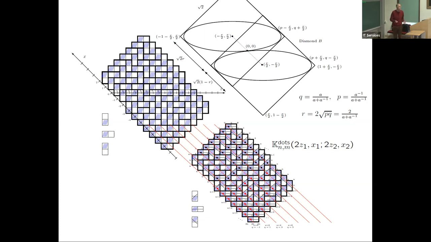So that's a new point process, which I will call K dots of 2z1. I mean, it's in terms of these corners. Here, these only appear on the blue ones, so that's why I take 2z1. I only take even numbers. And x1, x2 is the position of those dots along those lines. So that is actually, again, an interlacing set, but slightly different.